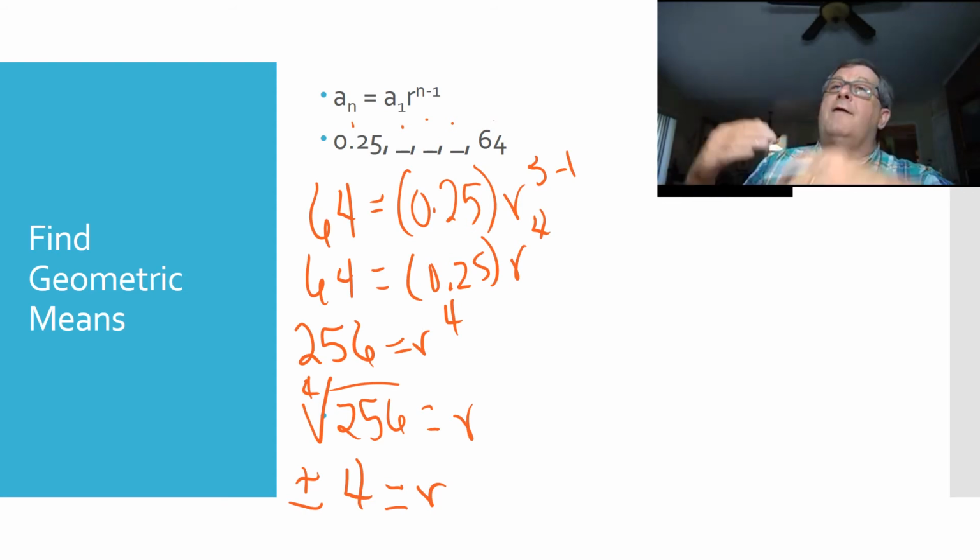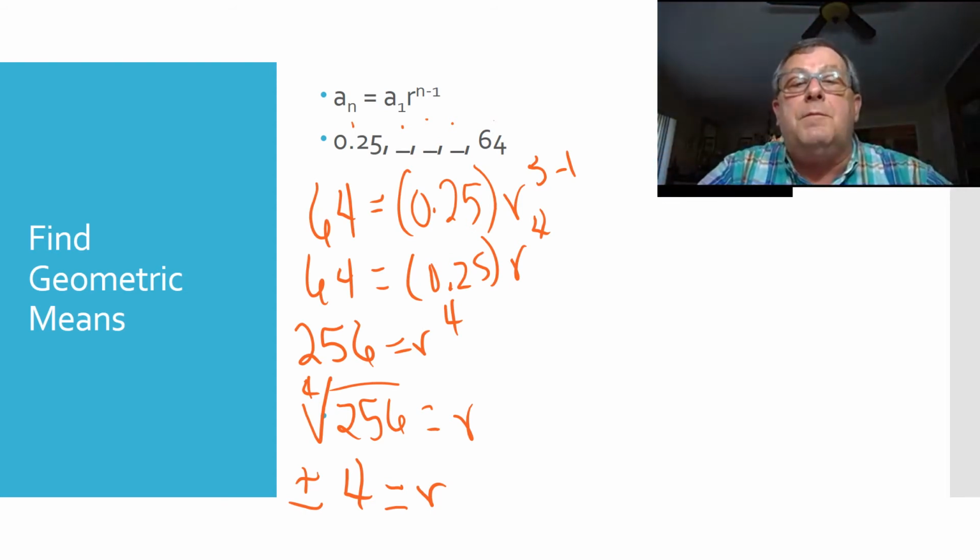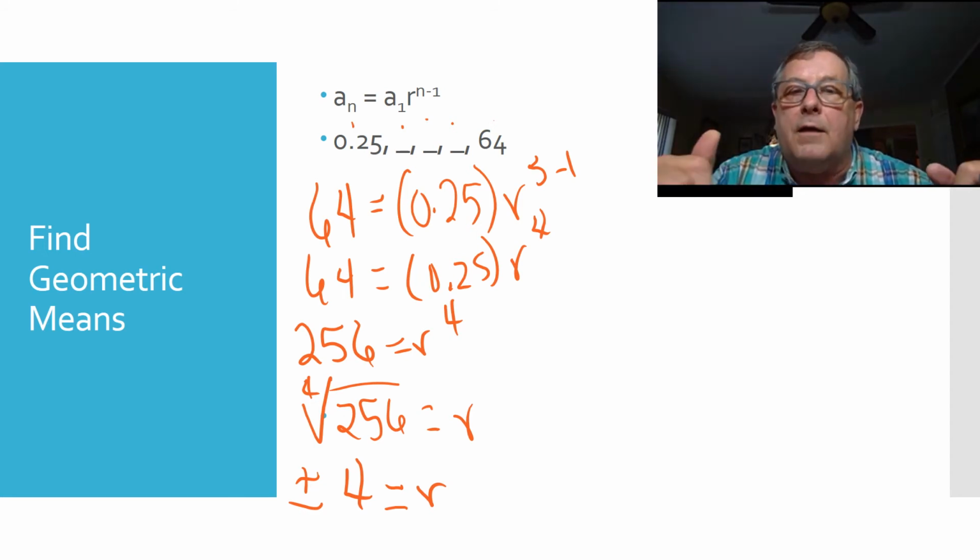And so I have two possibilities of what these geometric means may be. The first is using the common ratio as a positive number. The second is using the common ratio as if it were a negative number, because I don't really know. I just know that I've got some possibilities here because the fourth root, the even power, in this case 256, could be positive or negative 4.